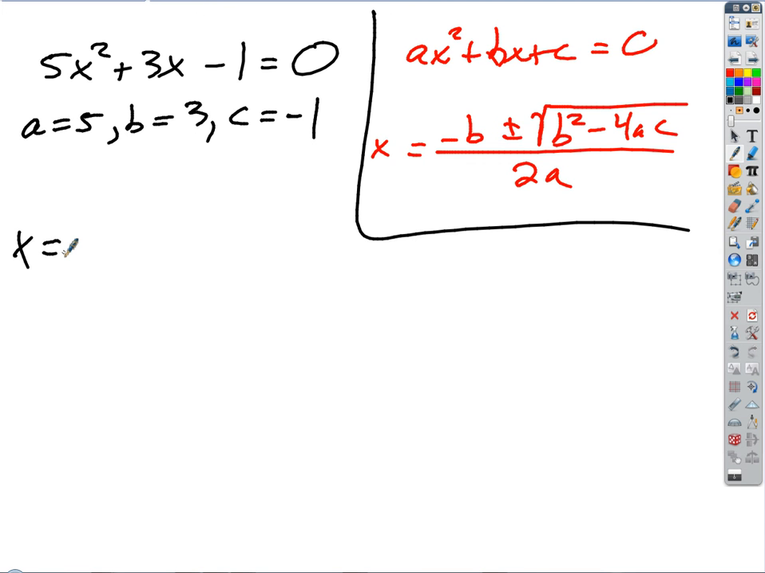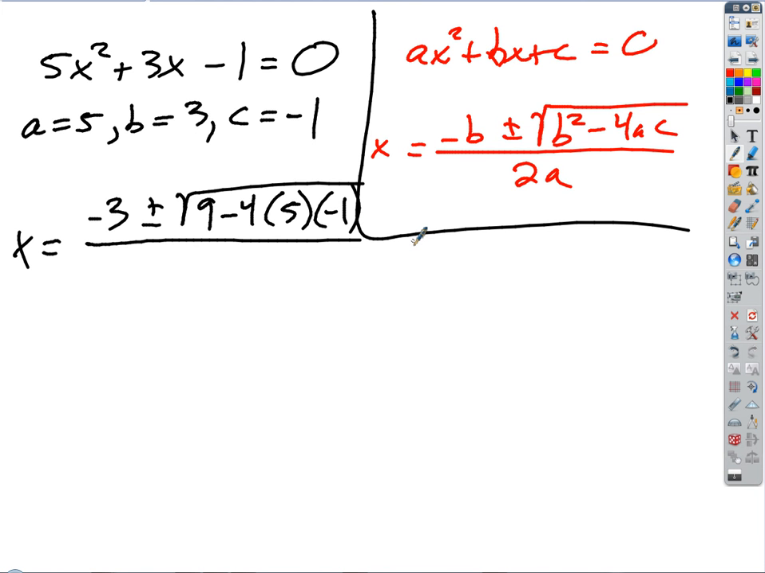Plug these in. We get negative b, in this case, what? Negative 3. It's just the opposite of b. If b is 3, negative b is just negative 3, plus or minus the square root of b squared. What's that? 3 squared is 9. Good. Now write it this way: minus 4 times in parentheses a, in parentheses negative 1, all divided by 2 times 5, which would just be 10.